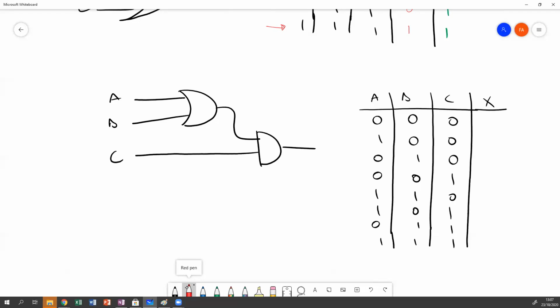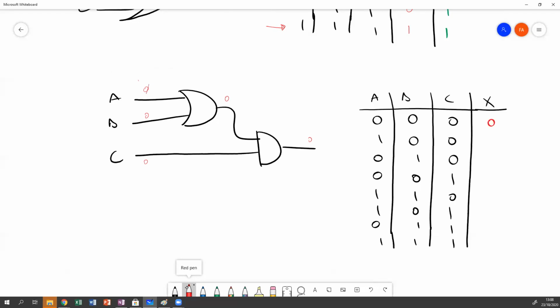So this is an OR gate. When both of them are 0, definitely the output is 0, because for an OR gate at least one of them should be 1. And when C is 0, both inputs for this AND gate are not 1, so the output is 0.